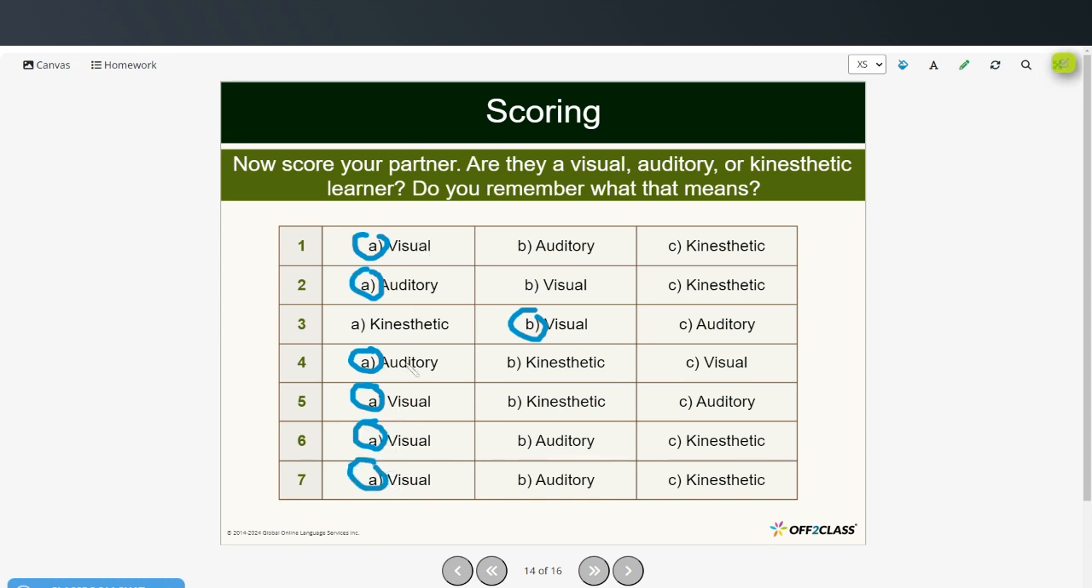All right, so it looks like I am probably a visual learner. I had mostly visual responses and only 2 auditory responses, no kinesthetic responses. But you can try that for you and see what kind of learner you are.